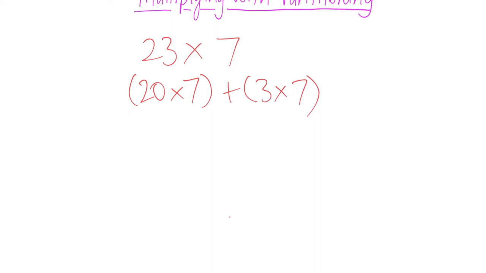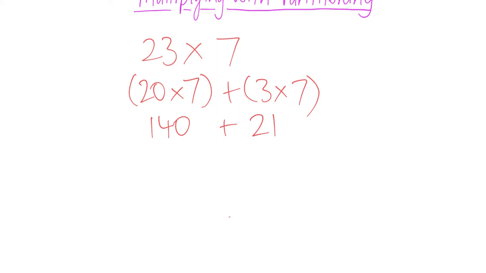And we know that 20 times 7 is the same as 2 times 7 with a 0 added, so that'll be 140, and 3 times 7 is 21. So 140 plus 21 is 161. Now to look at how this can be a little bit trickier, we're just going to go back a few steps. Well, just one step to be truthful.